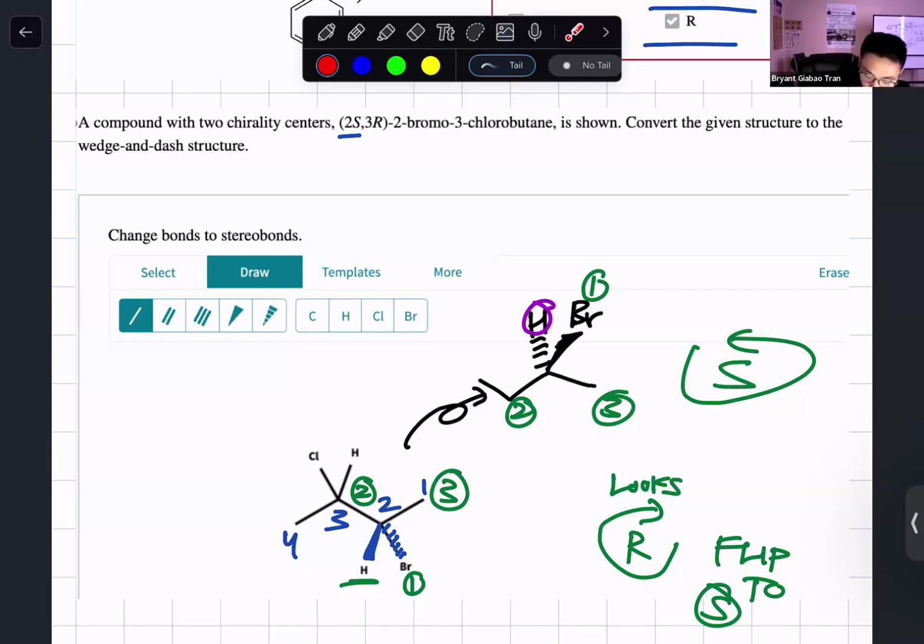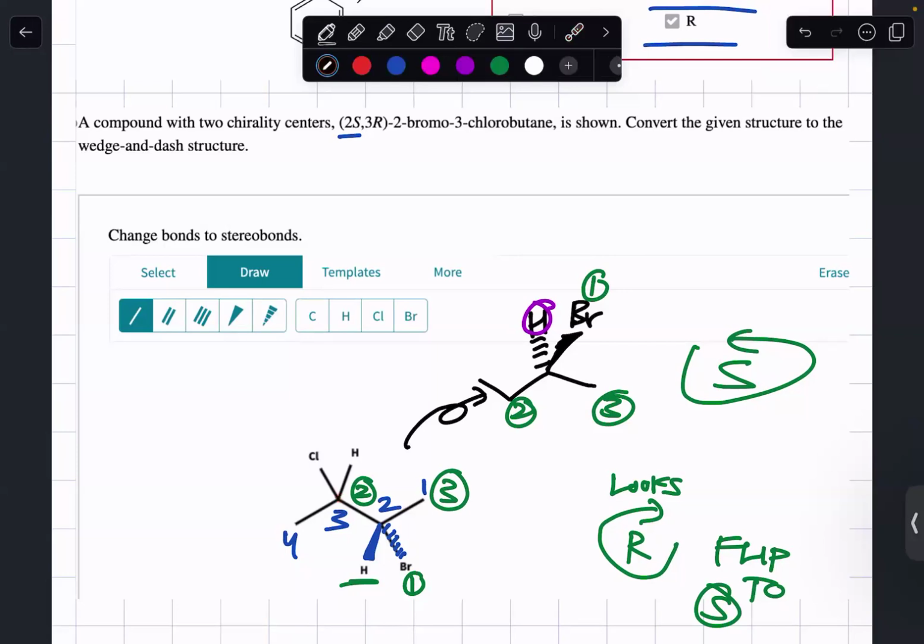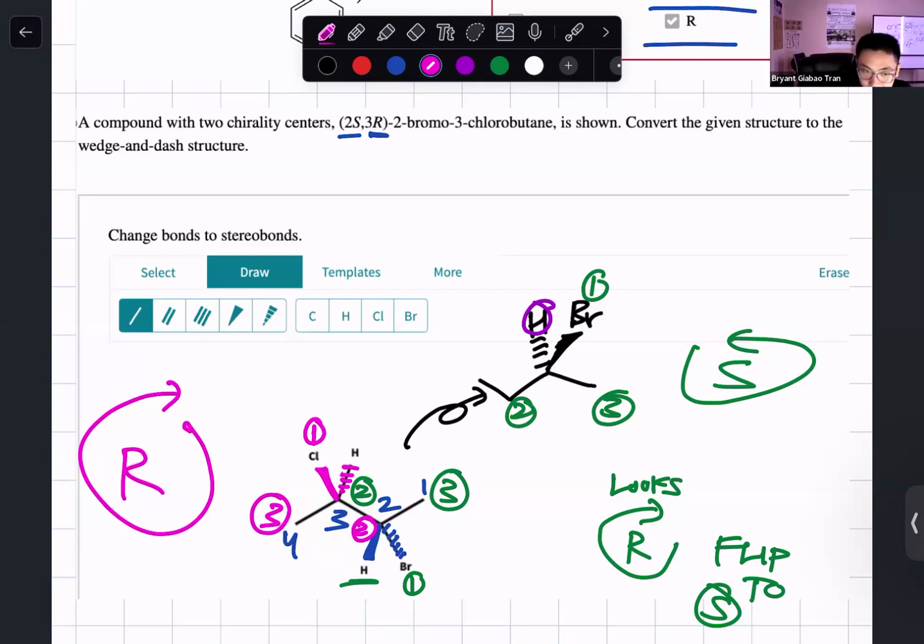Okay, so now let's look at carbon 3. How would you figure out the 3? It's R, right? So first put H as a dash. Okay. And that would make the chlorine a wedge. Then the second group would be on the right, and then the third one. And that's R. Do we have to flip anything, or does it stay R? No, it stays R, and that's good.